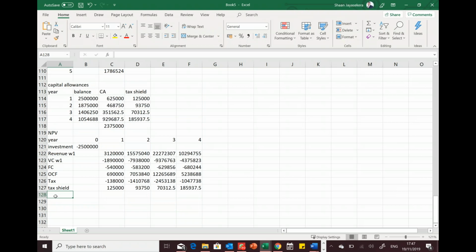Okay. Then, once you've done this, you can now bring in your values which does not affect your tax. That's why I did not take the working capital before. Now, let's bring the working capital in.